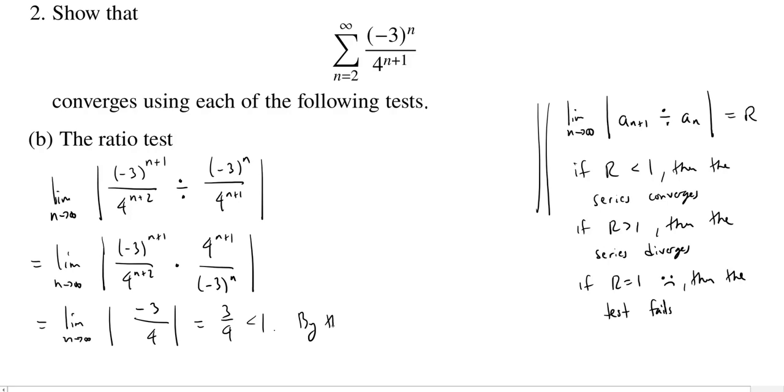So by the ratio test, the series n goes from 2 to infinity. Notice that 2 is completely irrelevant when we think about it this way. Of negative 3 to the n over 4 to the n plus 1 converges. Oftentimes, of course, you end up with some n's, and then you really have to take this limit, thinking about what it actually means, but hey, this is very nice here.